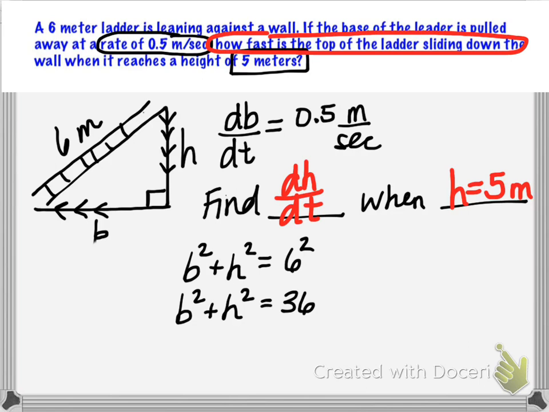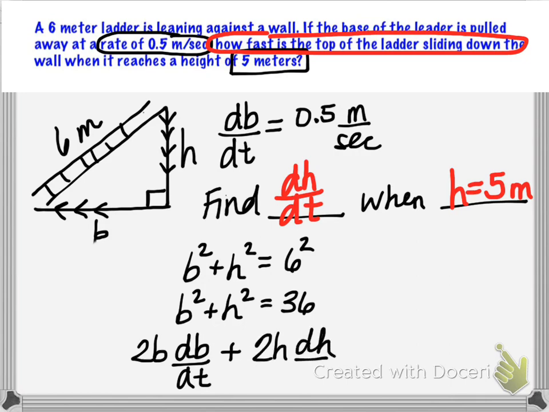So the derivative of b squared is going to be 2b, but then we have to chain on the derivative of b with respect to time, which is db/dt, plus the derivative of h squared is 2h, chaining on dh/dt, and then the derivative of 36, being a constant, is 0.